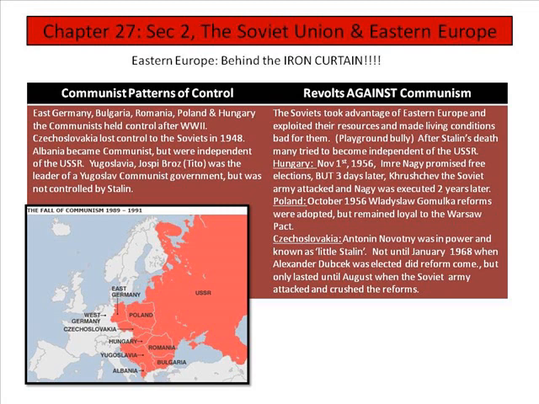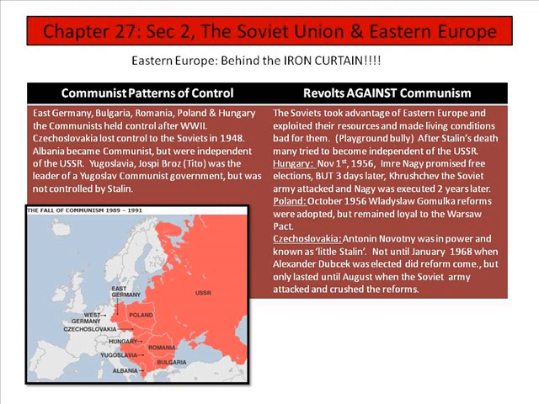Revolts against communism? The Soviets took advantage of Eastern Europe and exploited their resources and made living conditions bad for them. Basically, they were the playground bully. After Stalin's death, many tried to become independent of the USSR. And you see Hungary, Poland, and Czechoslovakia there.